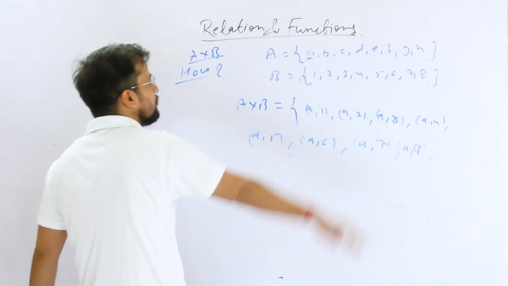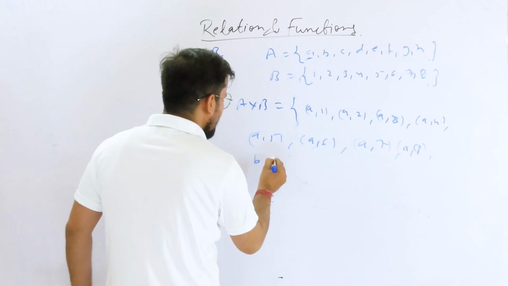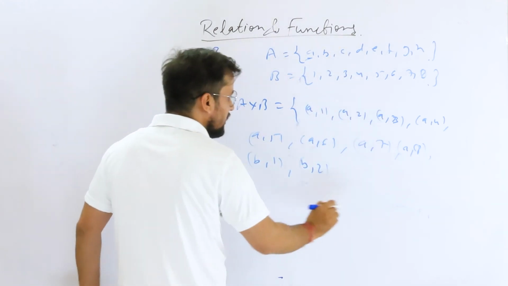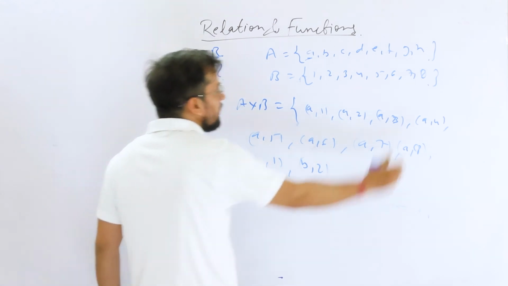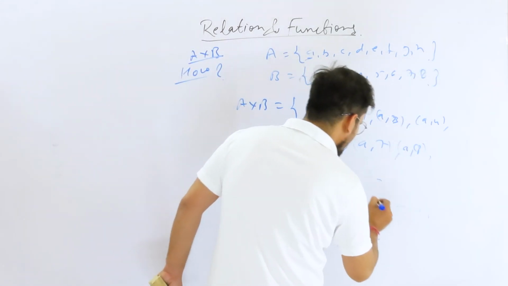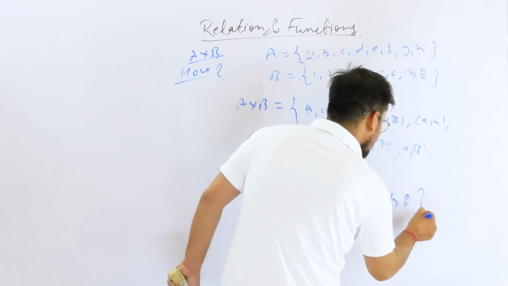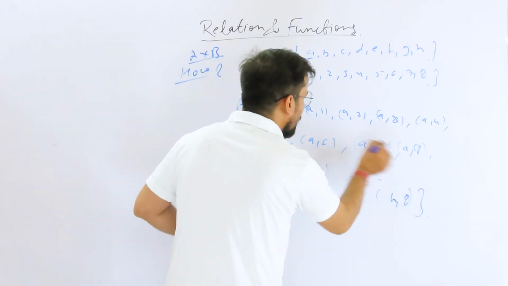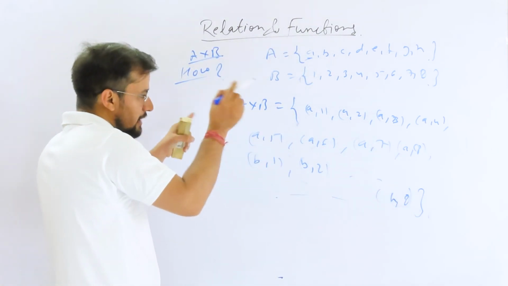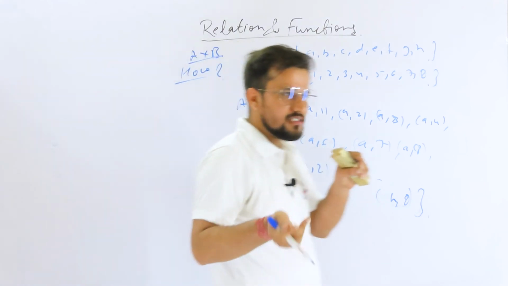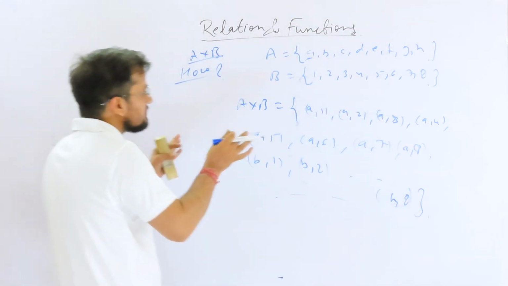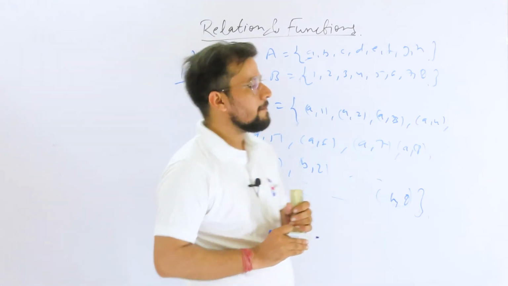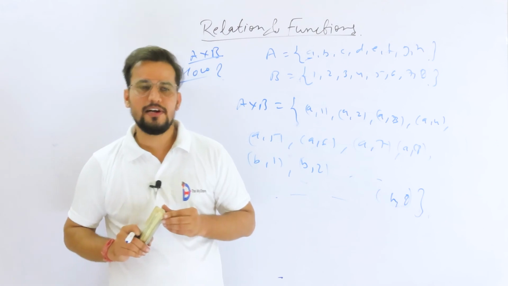Now we will move to the next element, that is B. (B,1), (B,2), and so on. Then we will move to C and so on. What will be the last element? (H,8). Dot dot dot, (H,8). So basically, guys, what is the Cartesian product? A set of ordered pairs. And the matrix that we have drawn, you can check, is a very clear representation of the Cartesian product. So I think now the thing is very clear to you.